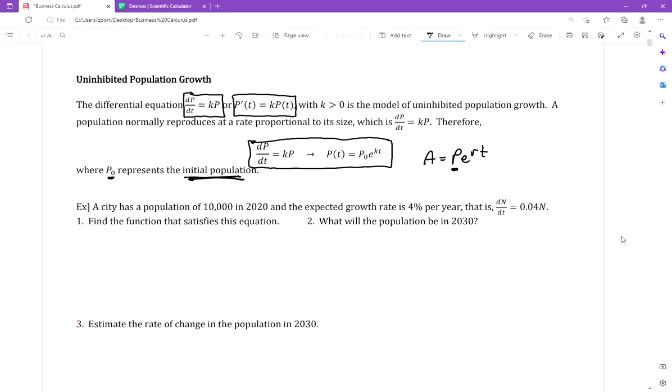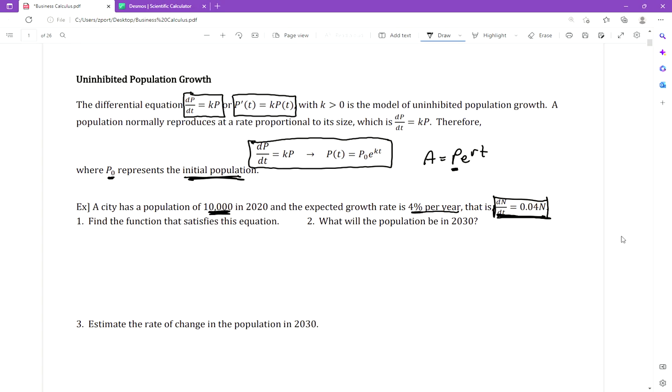All right, so most of these problems do require a calculator, so I do have Desmos ready, but let's make sure we can set everything up. So it says a city has a population of 10,000 in 2020, and the expected growth rate is 4% per year, which means we have this derivative dN/dt equals 0.04N. Find the function that satisfies this equation.